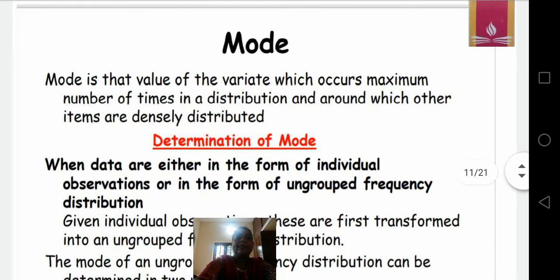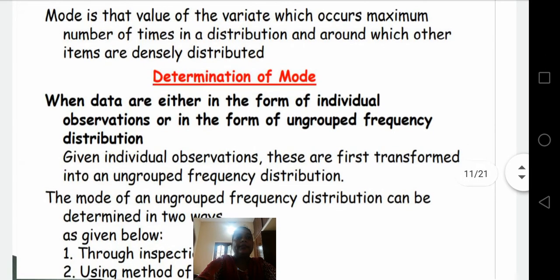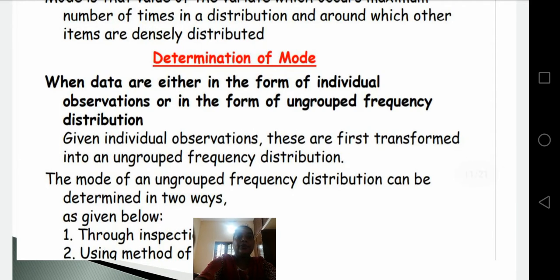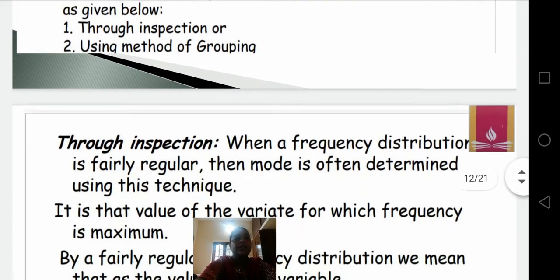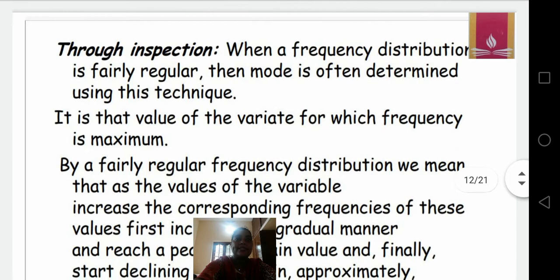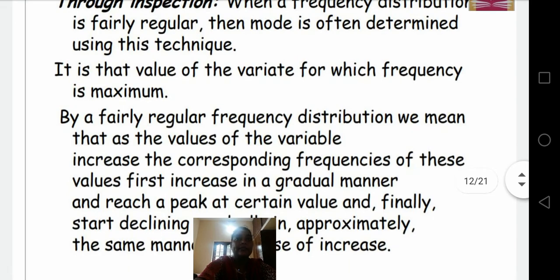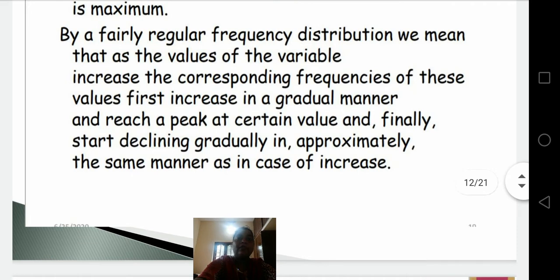How to determine the mode? To determine the value, we can use two methods. One is by inspection, the other is the grouping method. First, let us discuss the inspection method. When a frequency distribution is fairly regular, mode is often determined by using this technique. It is the value of the variate which occurs the maximum number of times.